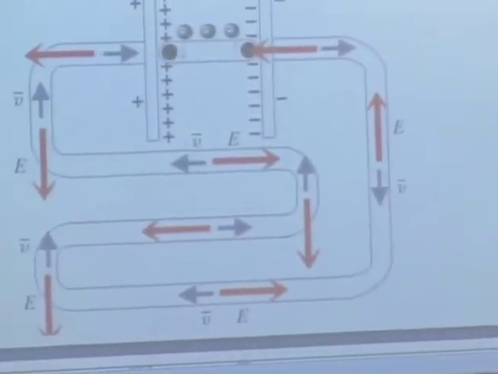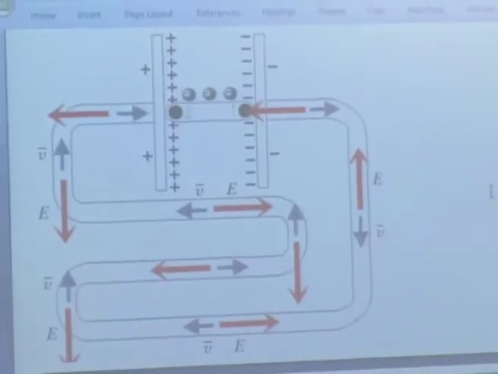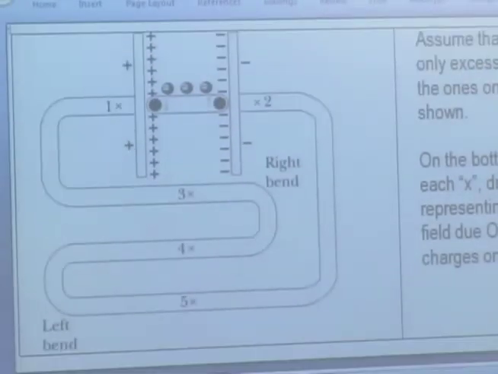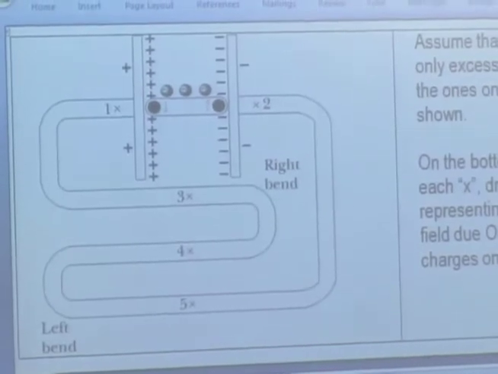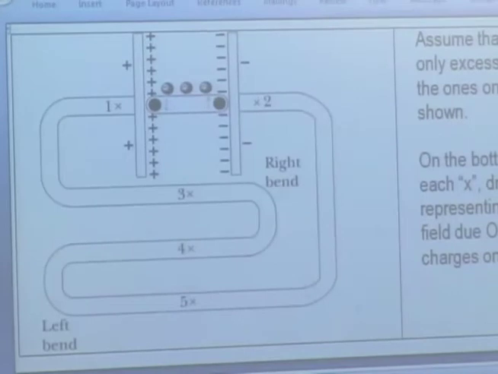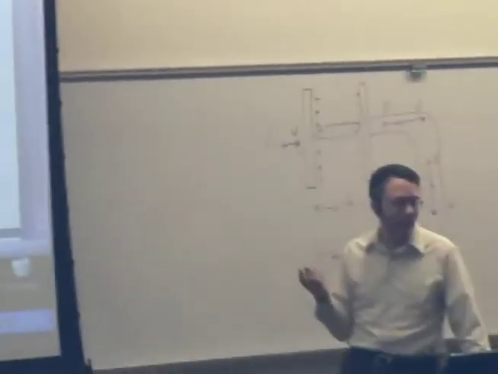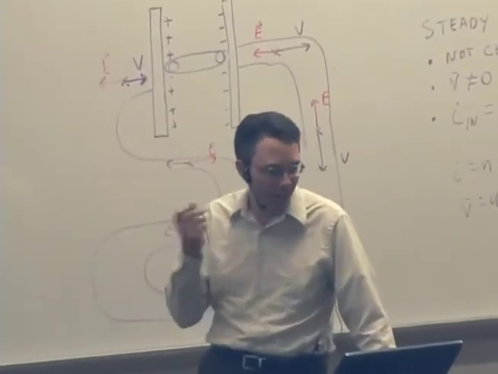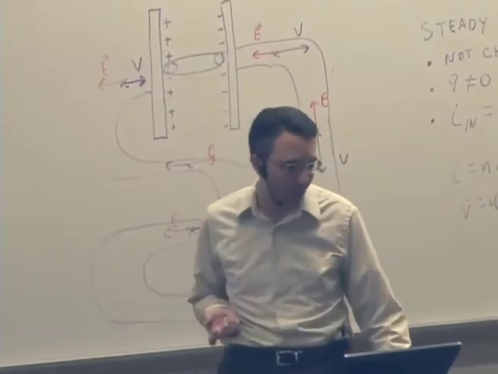Okay, so now here's the question. We know what it looks like in the steady state. But let's think about the first instant after you connect the circuit together. So we're really going to be talking about what we called last time a transient situation, where we're going from equilibrium, where there's no current flowing, and eventually reaching a steady state. And it happens almost instantaneously, but there is a small amount of time where things are changing.